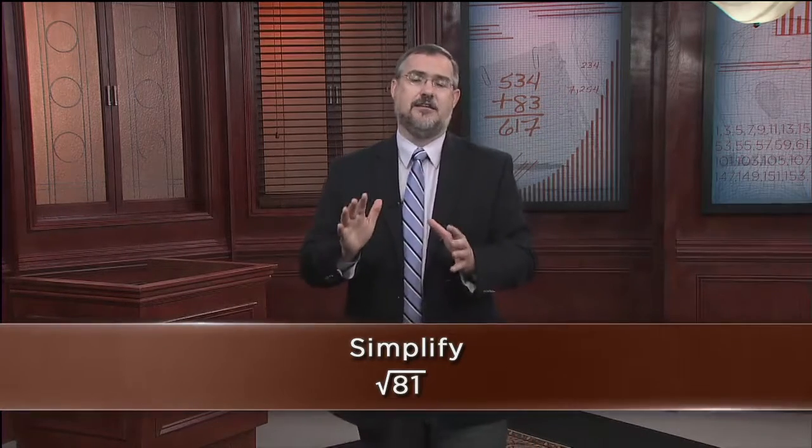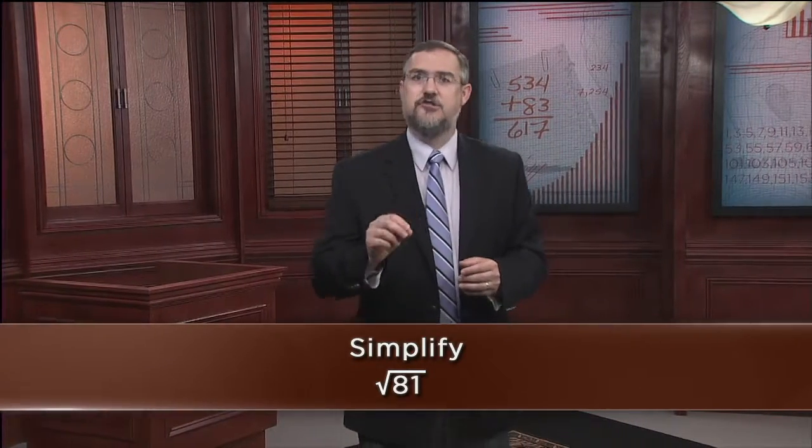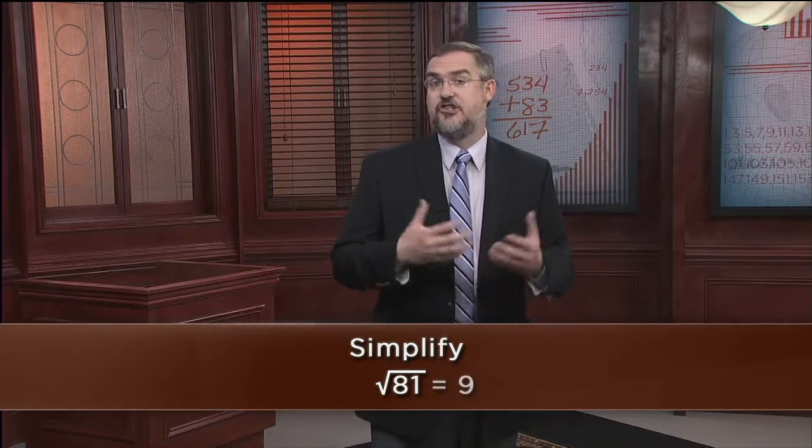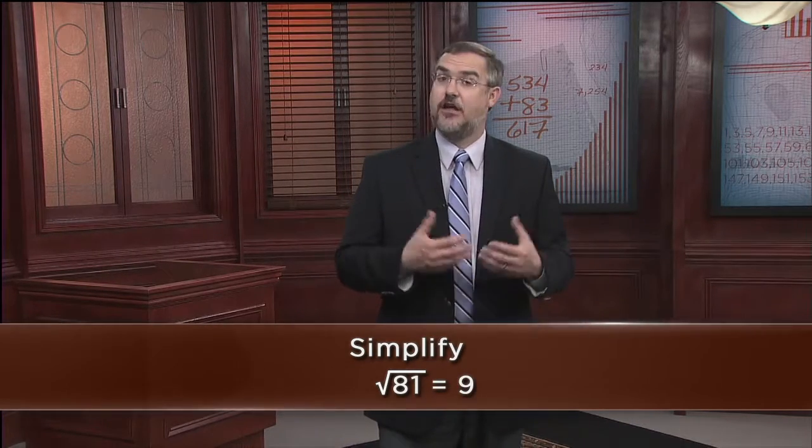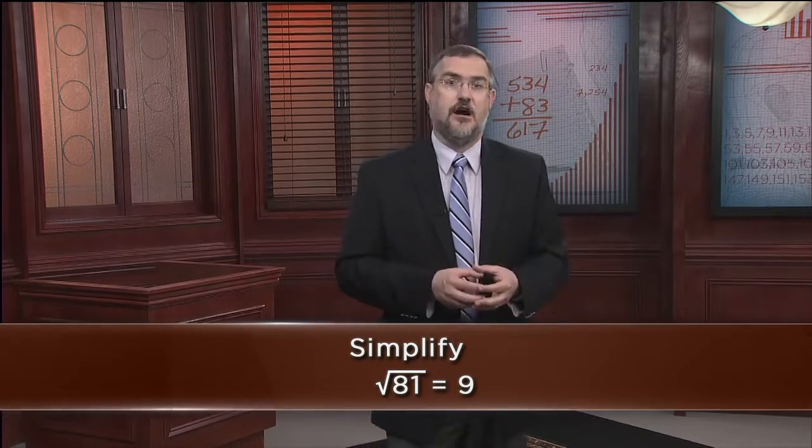If you think about it for a second, we know that 9 times 9 equals 81. And that means we know the answer to this example. The square root of 81 is 9, because 9 times 9, or 9 squared, equals 81. And so my answer here is simply 9.